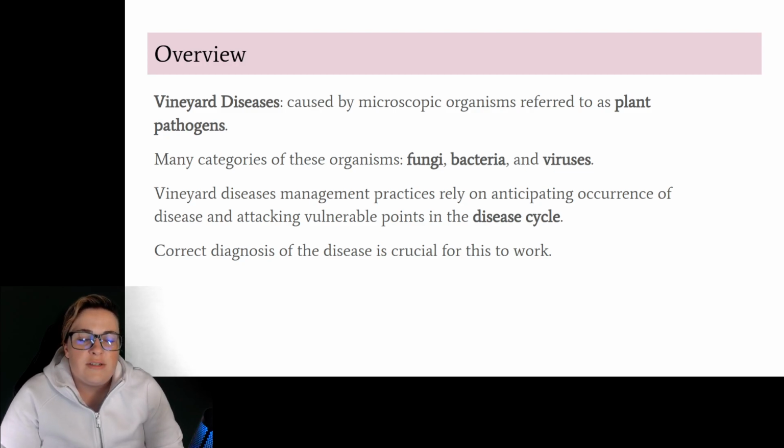So a vineyard disease is caused by a microscopic organism referred to as plant pathogens. There's lots of different categories of these, and we have three main ones that we're going to focus on for this presentation, and that is fungi, bacteria, and viruses. We're going to talk about those three today, and it's very important also to note that the management practices for these diseases rely on anticipating the occurrence of the disease and attacking when the disease is most vulnerable along the points of its disease cycle.